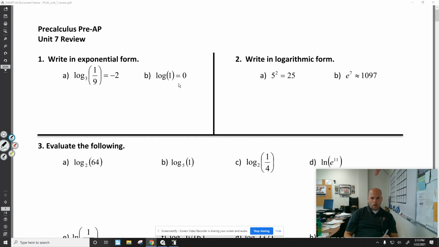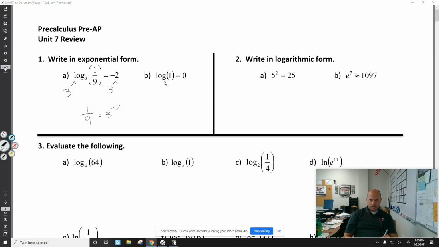We can take logs and write them as exponents. We can take exponents and write them as logs. I like to do the inverse property. Logs and exponents are inverses, so 3 to a power will undo a log base 3. I get 1/9 equals 3 to the negative second. That's fine, just leave it like that.